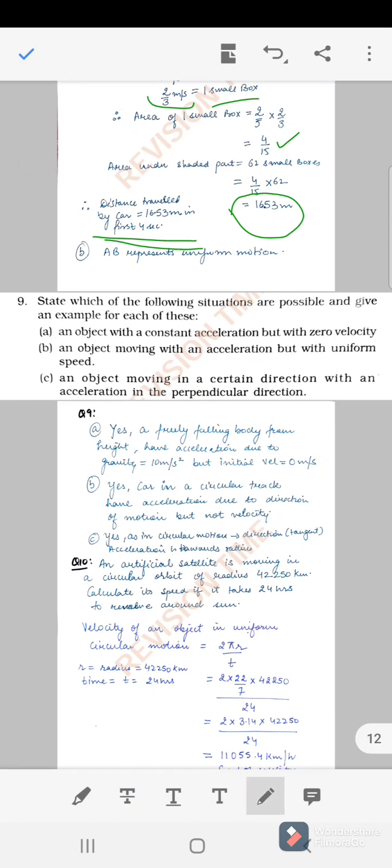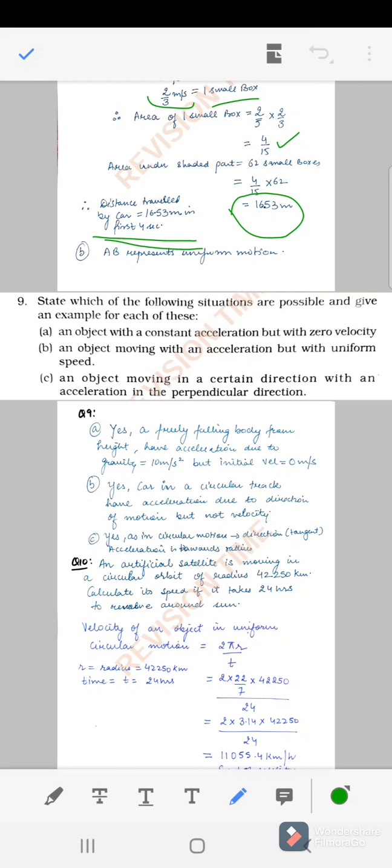Question number 9. State which of the following situations are possible and give example. So first is an object with a constant acceleration but with zero velocity. So yes, this is possible. For example, a freely falling body from height, it has the acceleration due to gravity, which is approximately equal to 10 meter per second squared. But the initial velocity here is 0 meter per second.